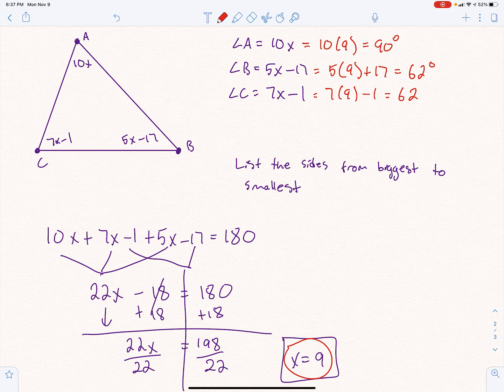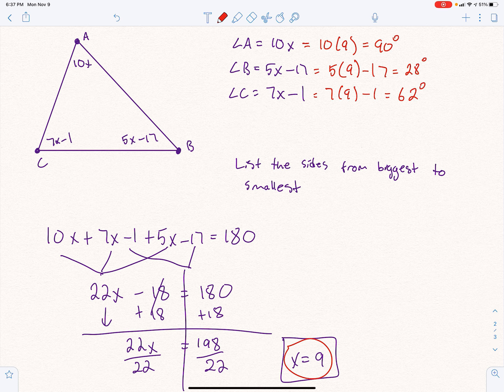And then, sorry, I made a mistake here. This should be 5x minus 17, so that should be 5 times 9 minus 17, not plus. My mistake. So that would be 45 minus 17, which would give me 28. Even I make mistakes sometimes.